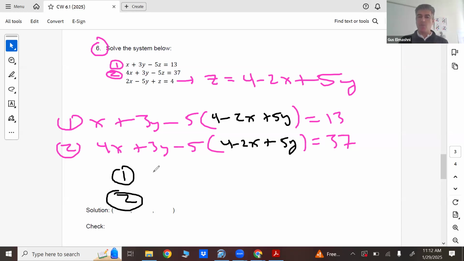If you clean up equation 1, so distribute the -5 and combine like terms, what do you guys get? Clean up equation 1, distribute the -5, combine like terms. Tell me what you guys get. Good, that's a good start. Keep going. Dude, you're on fire. Keep it up, man.